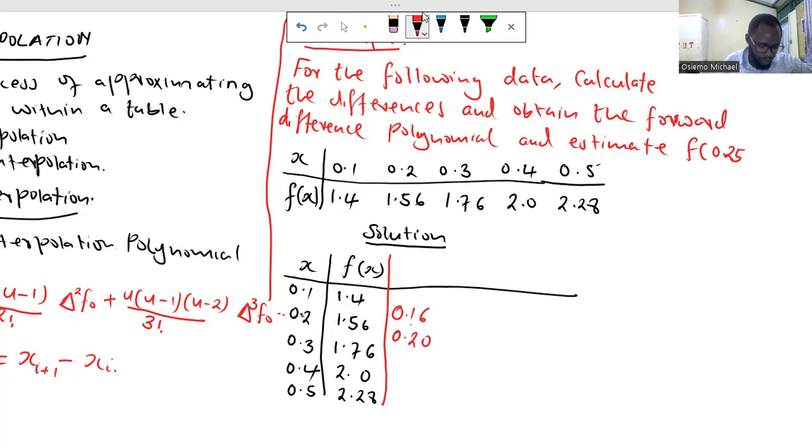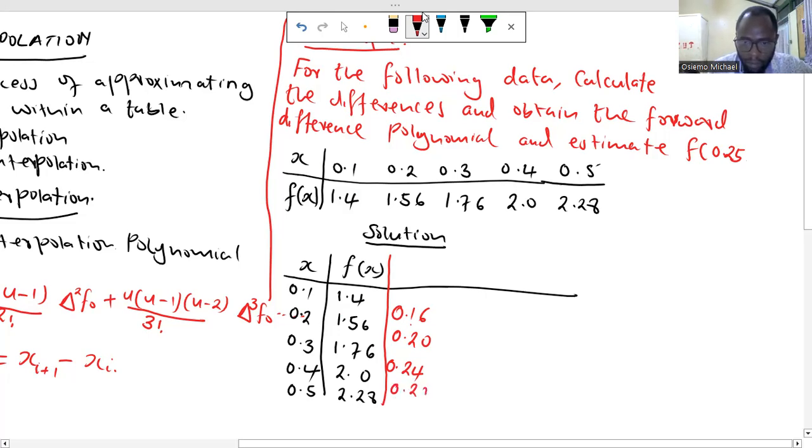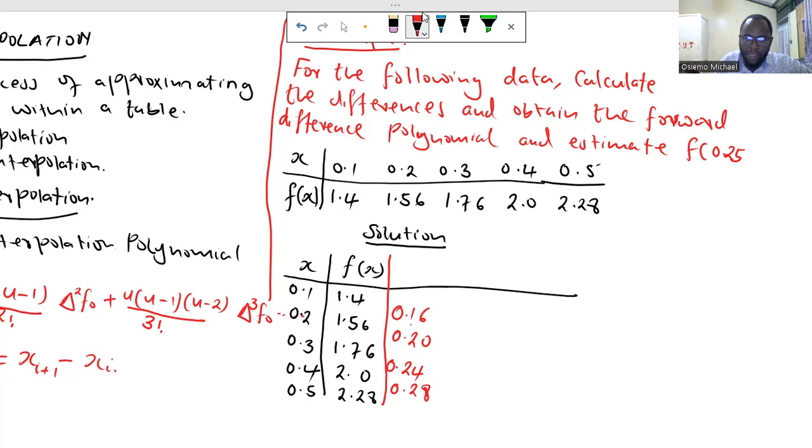Then we have 2.0 minus 1.76, which gives 0.24. And 2.28 minus 2.0 gives 0.28. If you check clearly where I'm writing my values, they are in between 1.56 and 1.4, 1.76 and 1.56, and 2.0 and 1.76. This one here we call the first forward difference.